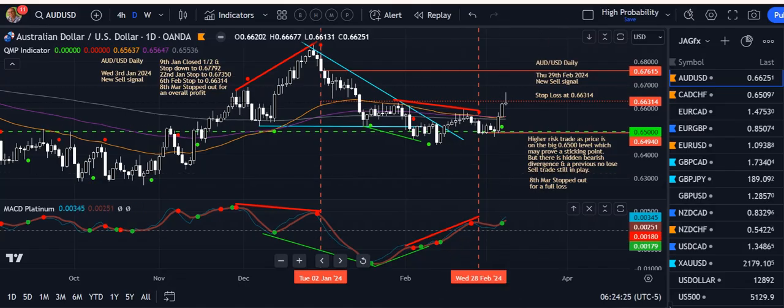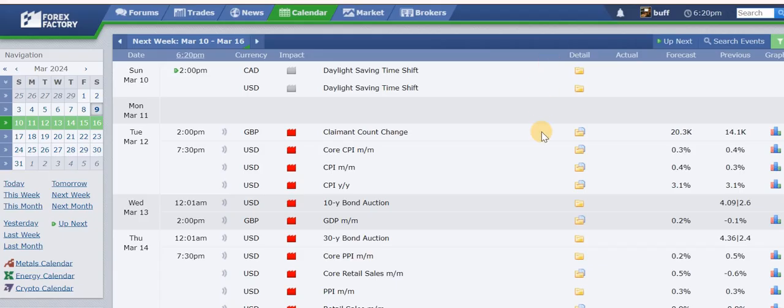Now, before we get into the charts, we'll have a look at the calendar. Forex Factory, free economic calendar. Now, the first thing I'm going to point out is daylight saving time shift in the US, which basically means if you're trading on the new daily candle, open will be 1 hour earlier for me.